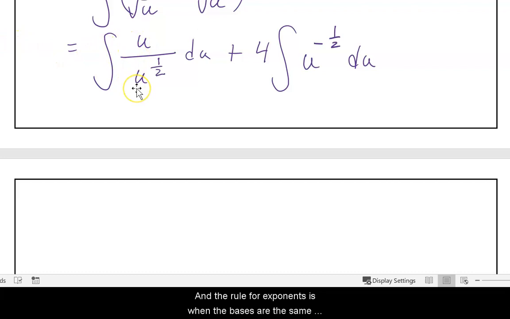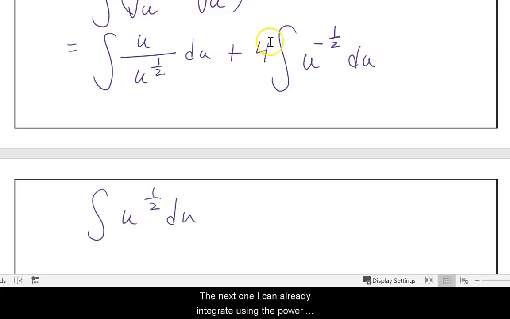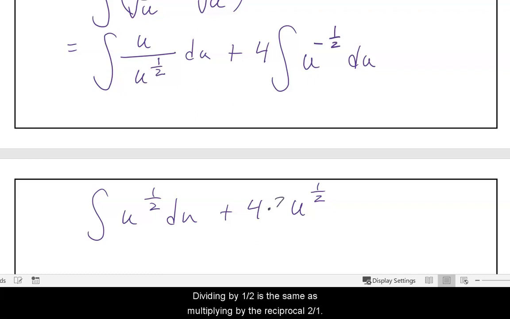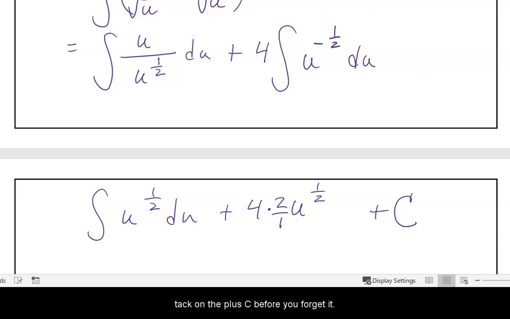And the rule for exponents is when the bases are the same and you're dividing, subtract the denominator power from the numerator power. That gives me 1 minus 1/2, or the integral of u to the 1/2 du. The next one I can already integrate using the power rule for integrals. Add 1 to your negative 1/2, and that will give you u to the positive 1/2. Dividing by 1/2 is the same as multiplying by the reciprocal 2 over 1. These are both indefinite integrals, so you might as well tack on the plus c before you forget it.